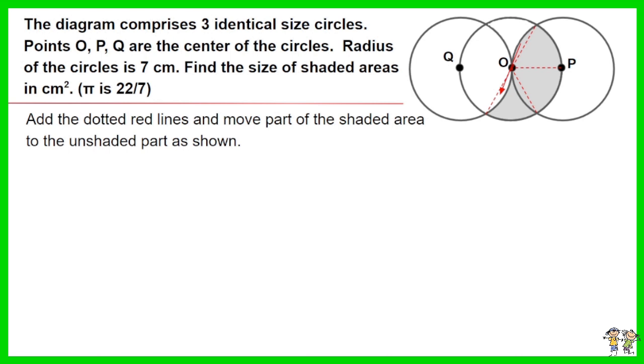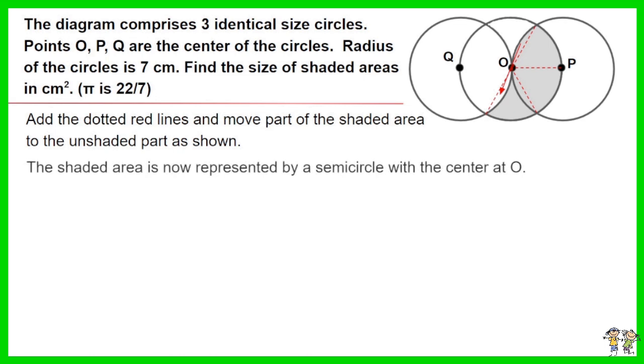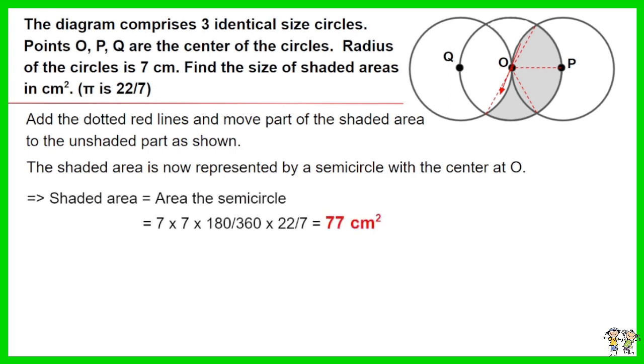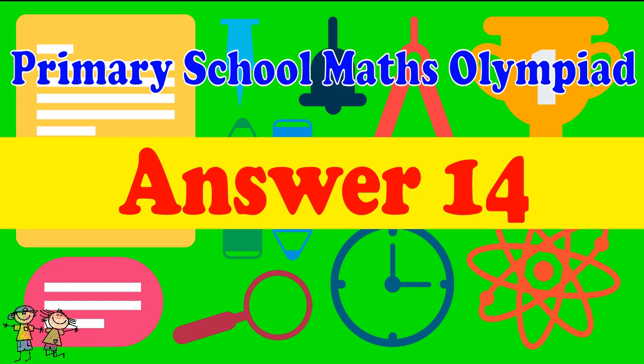Add the dotted red lines and move part of the shaded area to the unshaded part as shown. The shaded area is now represented by a semicircle with the center at O. Shaded area equals area of the semicircle equals 7 times 7 times 180 over 360 times pi. The answer is 77 centimeters square. Answer for question 14.